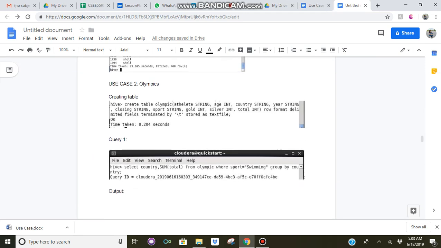Okay, and the second use case is about the Olympics dataset. First, we are creating the table for the Olympics dataset and then loading the data.